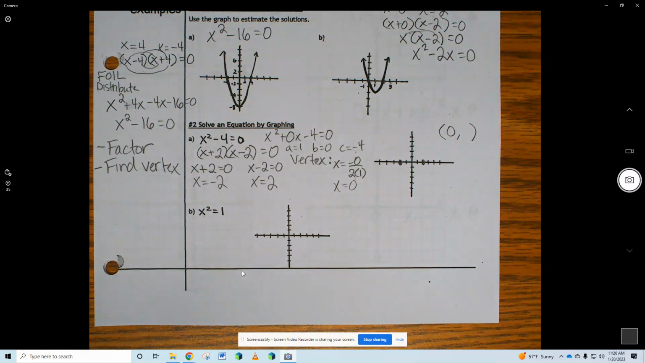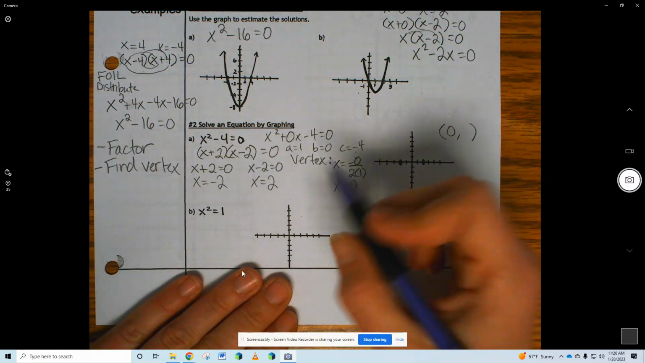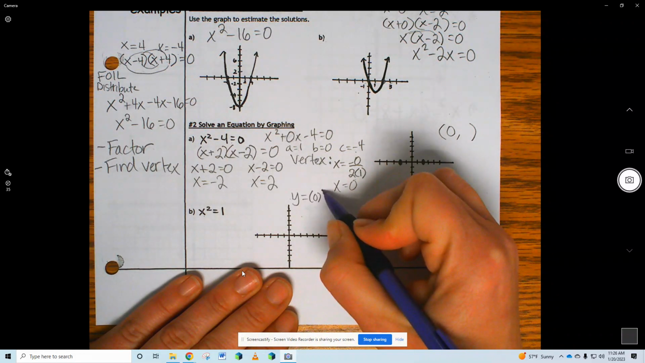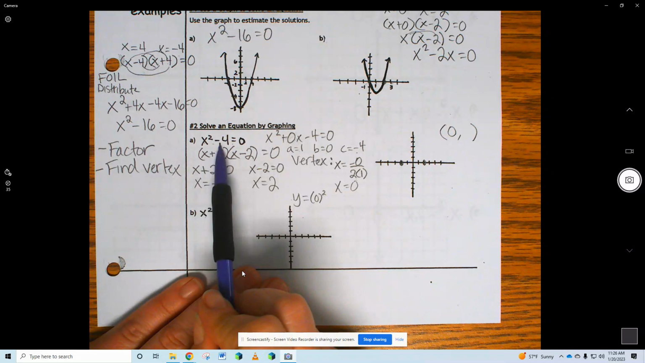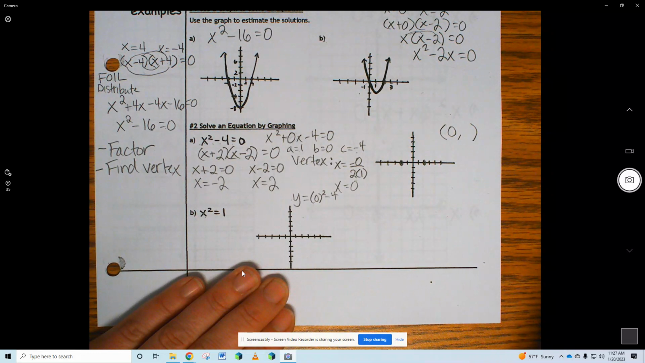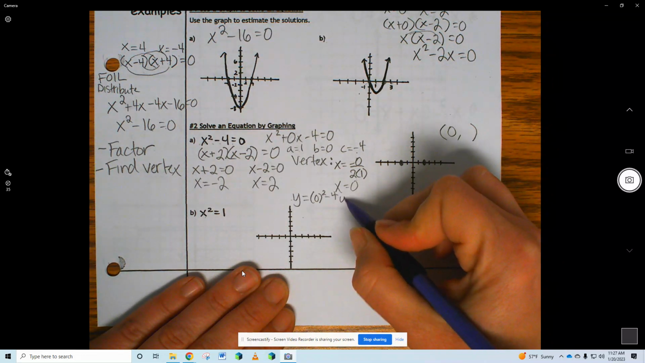Okay. Now find the y. Y equals 0 squared. Now you're doing the equation up here, x squared minus 4. This equation, the original. So y equals -4.